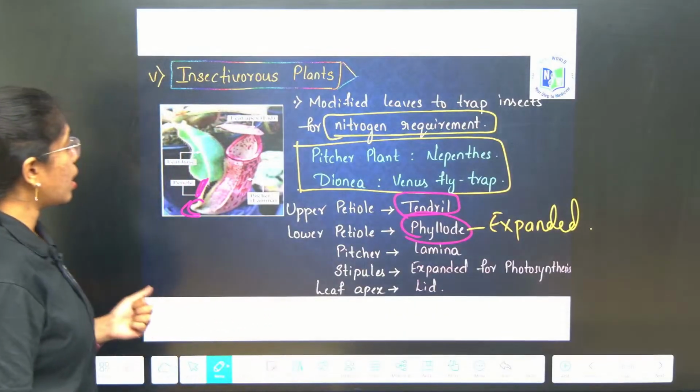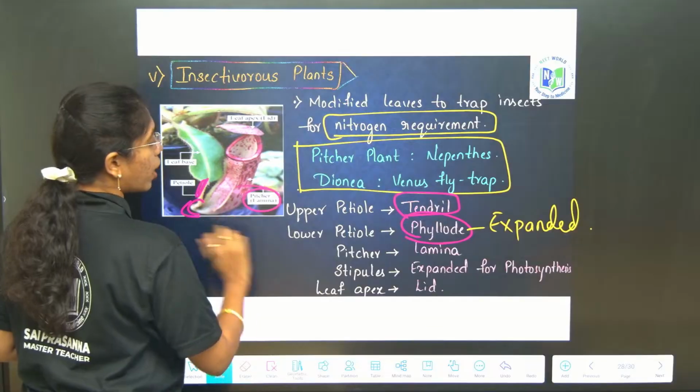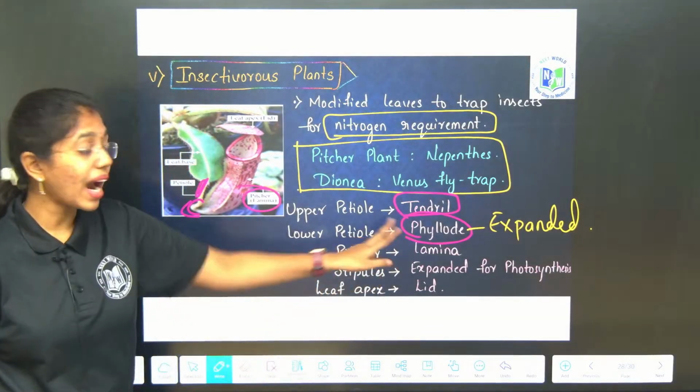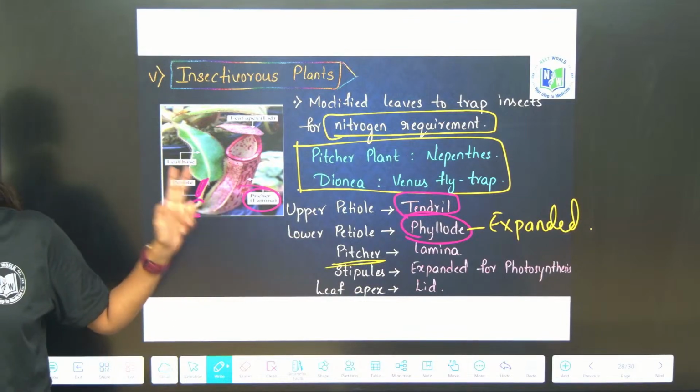Next, picture, lamina is modified. Lamina is what? Leaf blade. Lamina is modified to picture. Each part modification is important. Just take a screenshot and have an additional note over here.